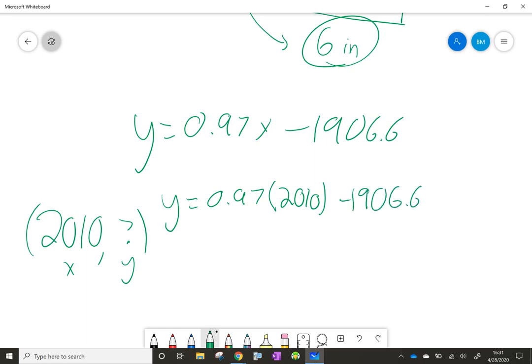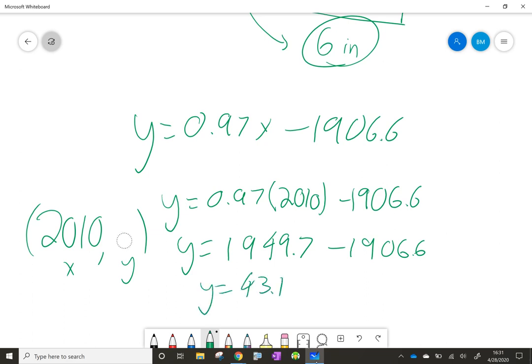So we just have to calculate this out now. So you take a calculator and you work it out. 0.97 times 2010 is 1949.7, but of course don't forget to subtract 1906.6 from that. So if you subtract 1906.6, you end up with y equals 43.1. So at 2010, our prediction is 43.1 thousand. Okay, 43,100 runners.